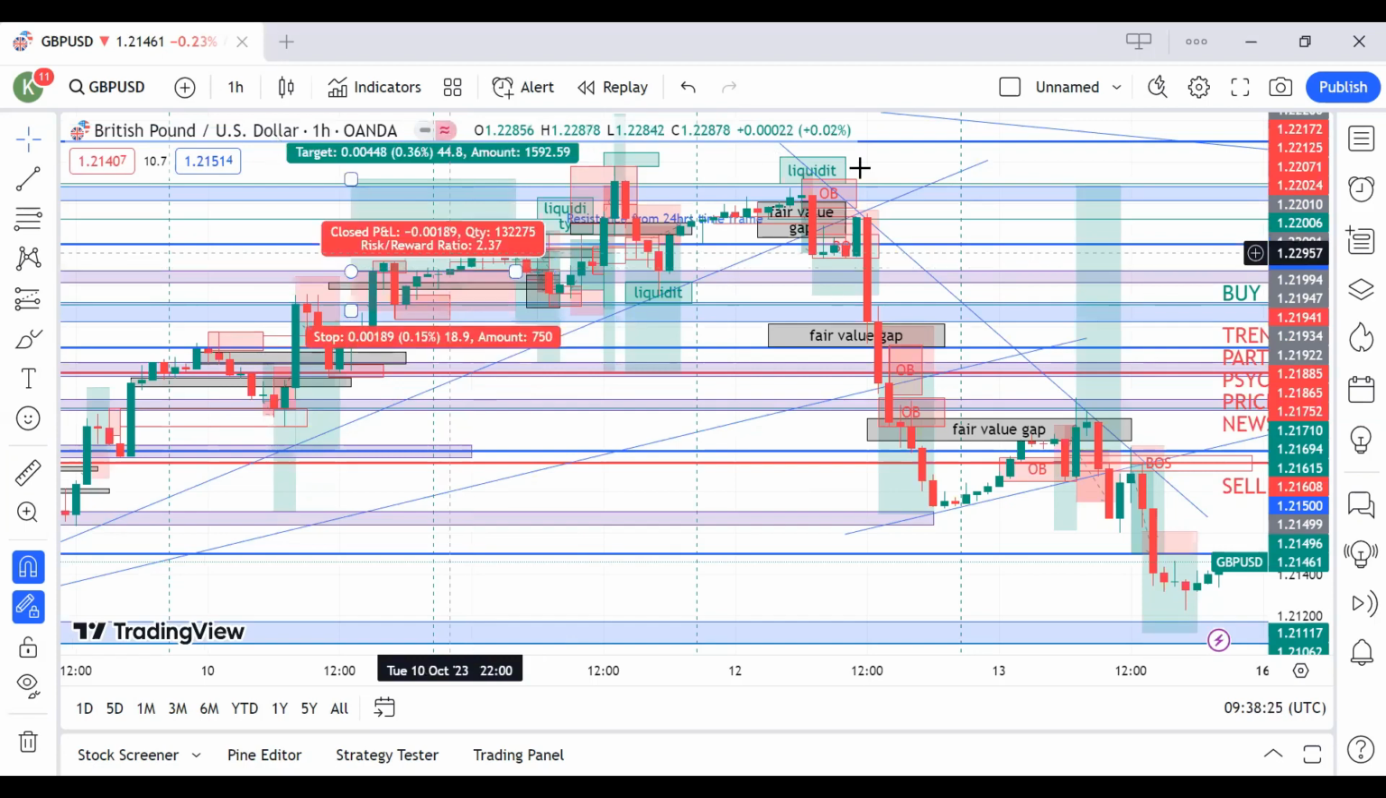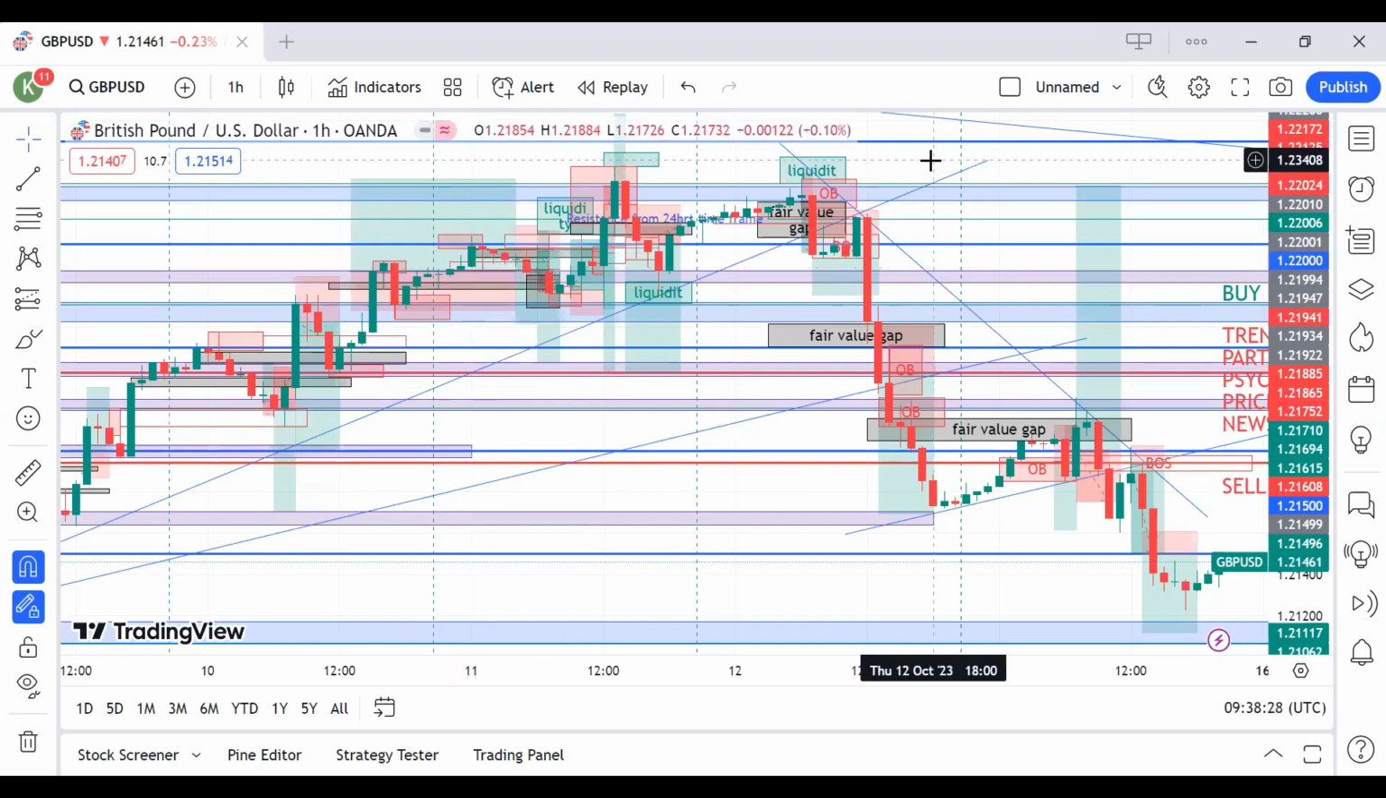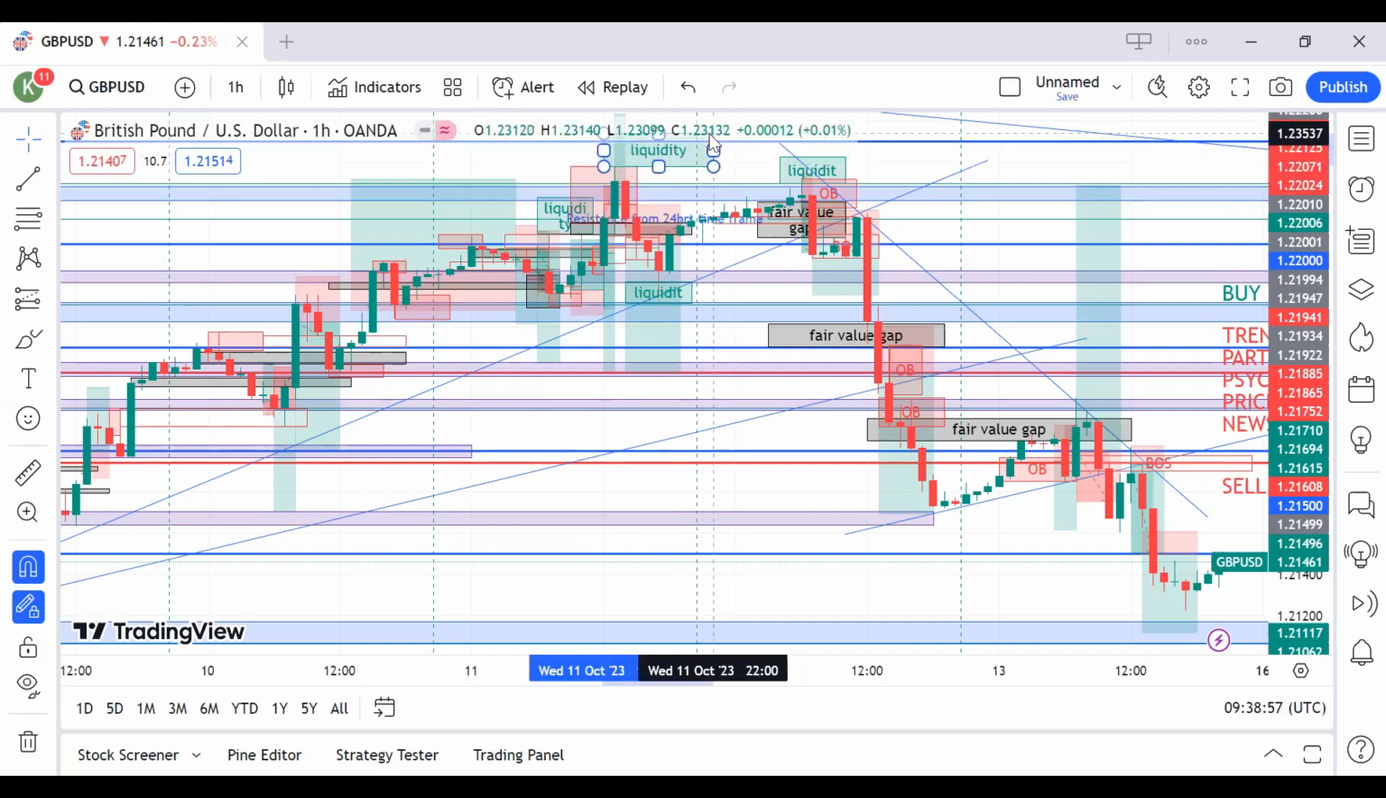So now, if you look at the market structure from the lower time frame, you will notice that the moment price went to this level, it got rejected just after the distance. So if you look, you see that I spotted the liquidity here. I spotted the liquidity here. So these were my liquidity zones.